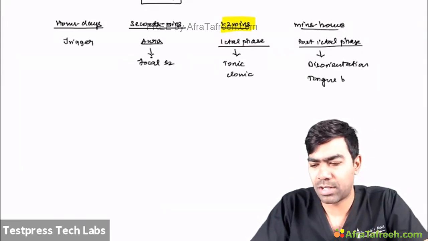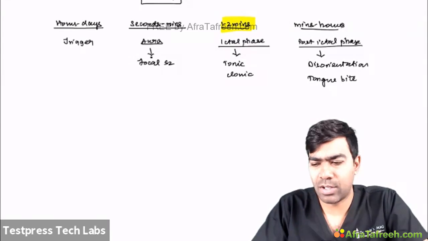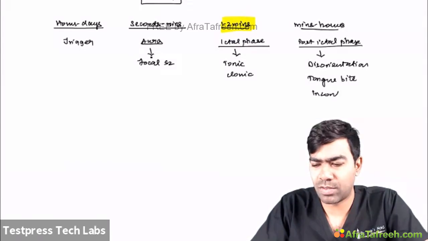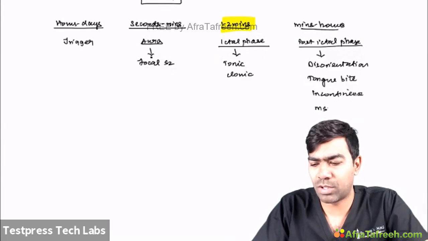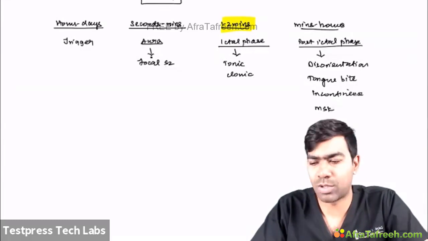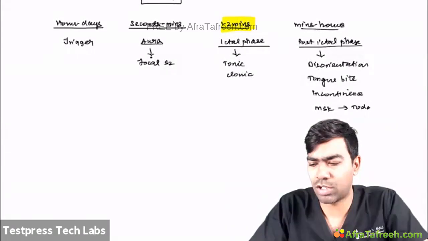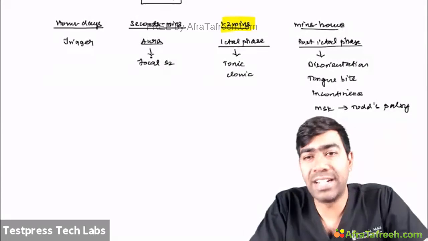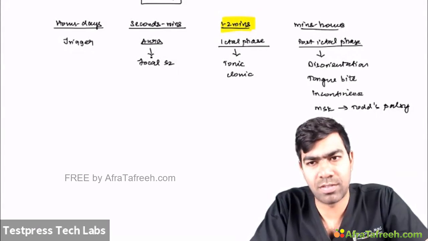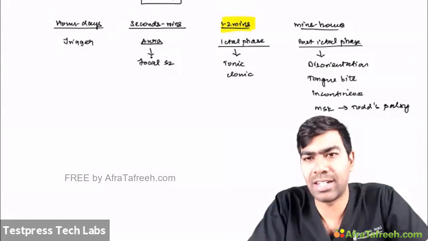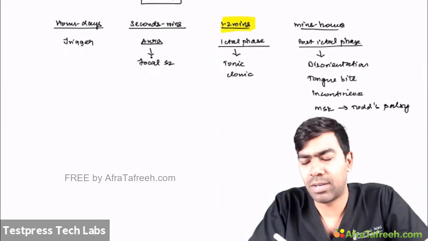And tongue bite is very classical during this phase. Incontinence is also very classical during this post-ictal phase. And certain musculoskeletal problems can also happen during the post-ictal phase, for example, a Todd's palsy. We know that. So Todd's palsy is nothing but a post-ictal weakness of the limbs. Usually it will be on the contralateral side to the site of origin of the seizure. That's something quite easily understandable. So we need not say much about that.